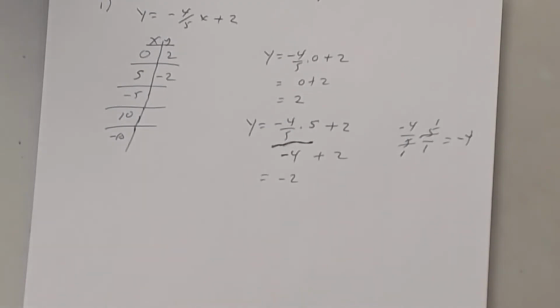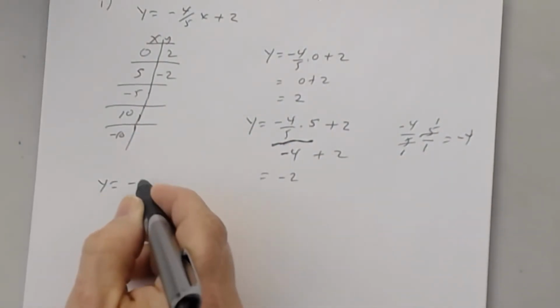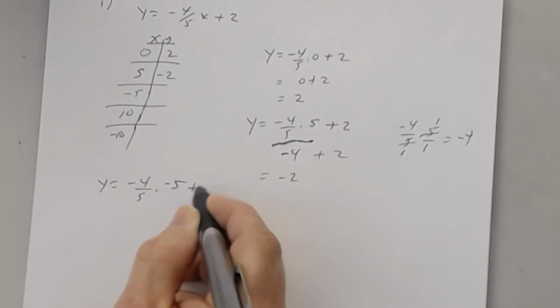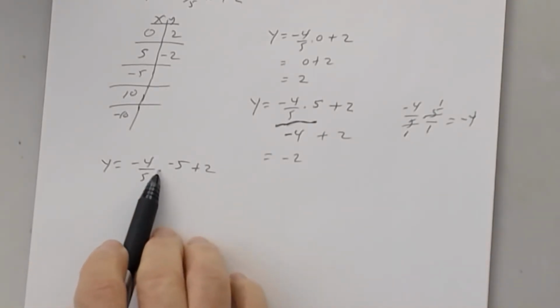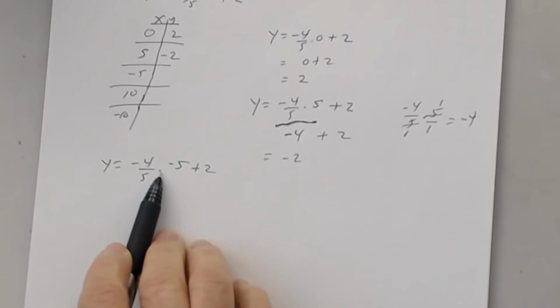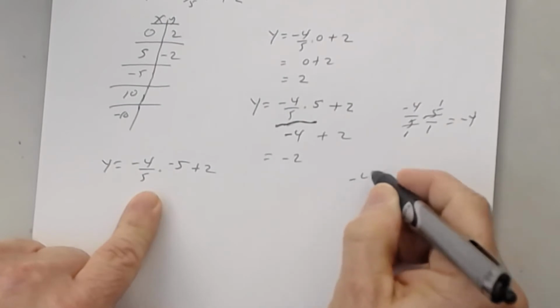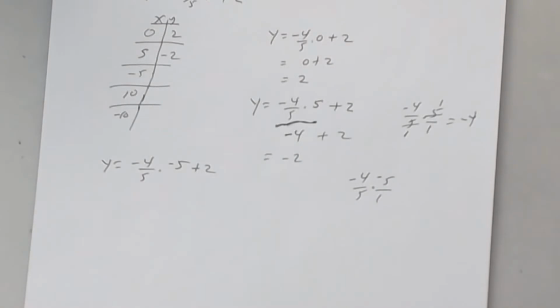Okay, now to graph a line, you just need 2 points, but sometimes you could make a mistake. So let's do another one. Let's do negative 5. So if x is negative 5, I get y equals negative 4/5 times x, and what's x? Negative 5, plus 2. All right, now, according to order of operations, this is multiplication, this is addition. What do I do first? Multiplication. So I'm going to go off to the side. I'm going to say negative 4/5 times negative 5, over 1, right?